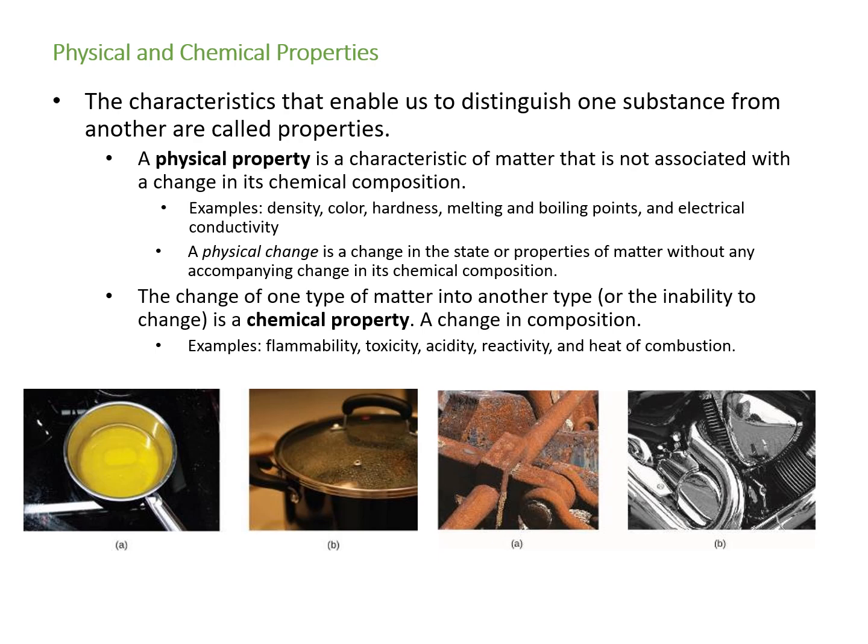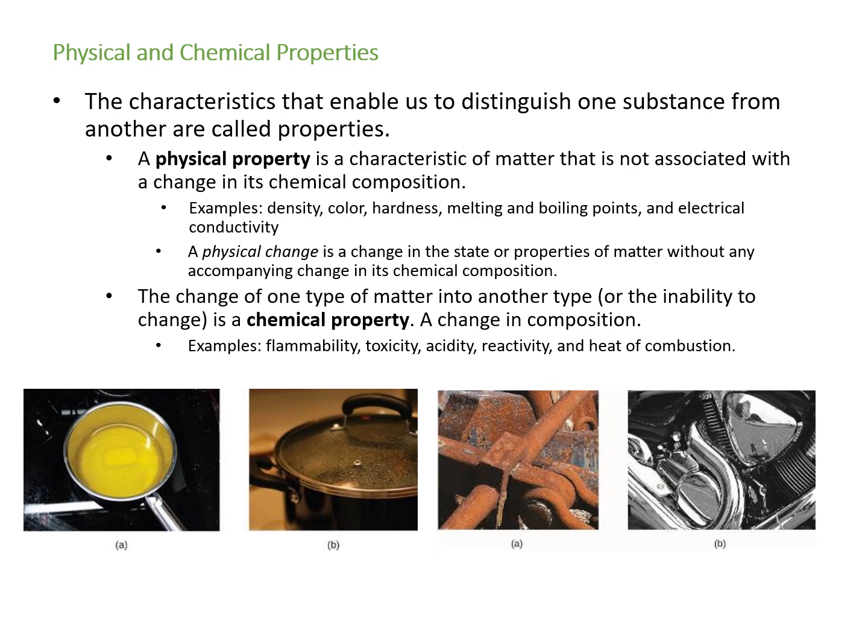Now, when we talk about a chemical change, the change of one type of matter into another type, or the inability of something to change, is its chemical property. It's a change in the composition. And so examples of this would be the flammability, toxicity, acidity, the reactivity, heat of combustion. And so here we have an example of iron versus chromium, where you know that iron will rust, whereas chromium will not.